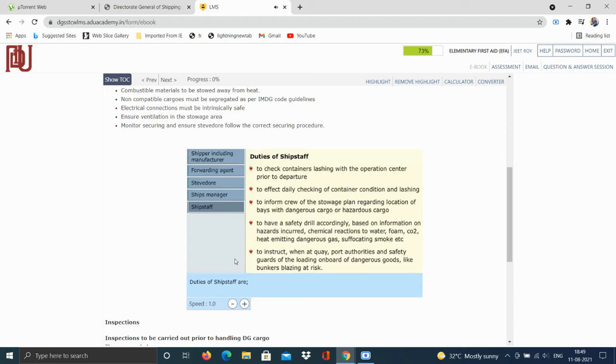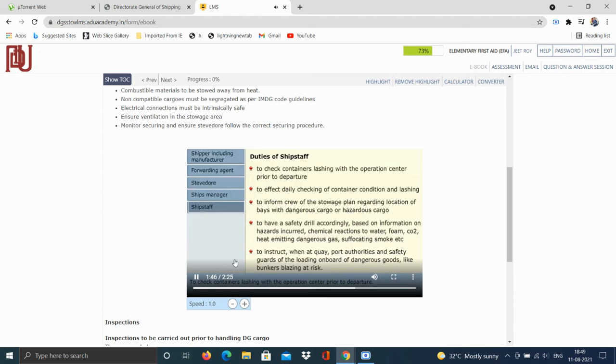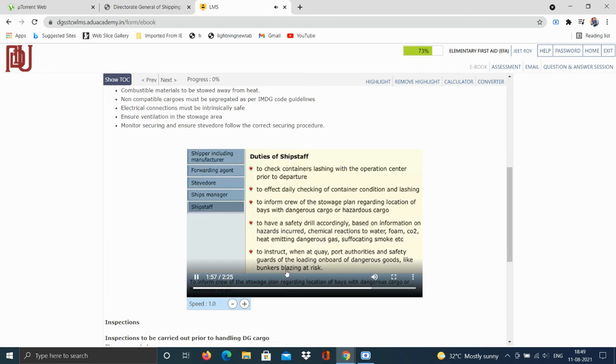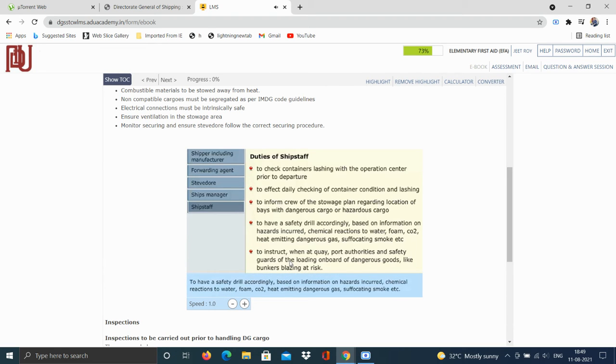Duties of the ship's staff are to check containers lashing with the operation center prior to departure, to effect daily checking of container condition and lashing, to inform crew of the stowage plan regarding location of bays with dangerous cargo or hazardous cargo, to have a safety drill accordingly based on information on hazards incurred, chemical reactions to water, foam, carbon dioxide, heat-emitting dangerous gas, suffocating smoke, etc.